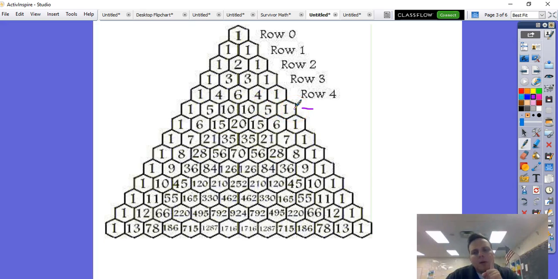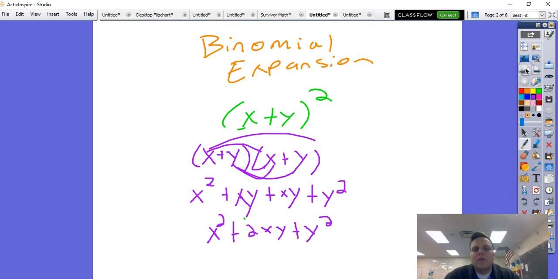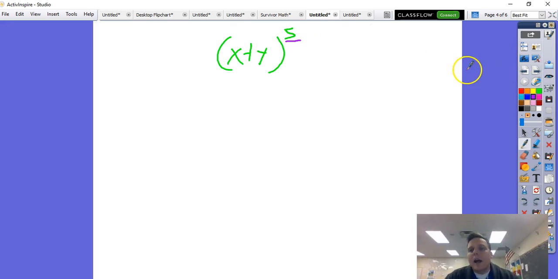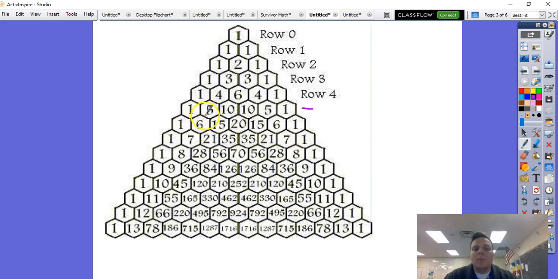Okay, so let's pause for a second. Let's go back to our very first example, x plus y squared. What are the coefficients on your final answer terms? 1, 2, 1. Let's go over here. Second row, what are your coefficients? 1, 2, 1. So what Pascal's triangle is, whatever power I'm expanding a binomial to, that row's numbers are going to be the coefficients on those terms. So my coefficients are going to be 1, 5, 10, 10, 5, 1.